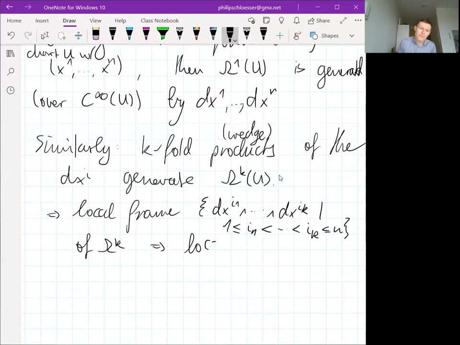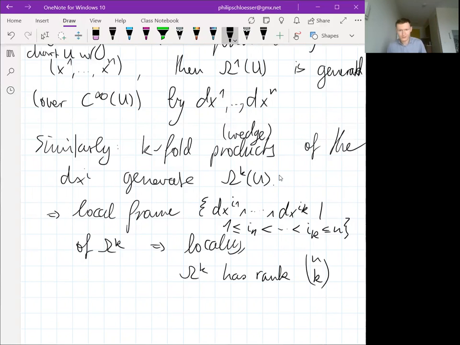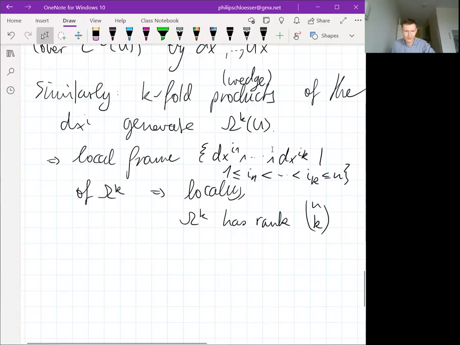So locally, omega k is of dimension, or has rank, n choose k, just because it basically boils down to the number of index choices you can make. And well, to help with writing stuff down, because this is quite a tedious expression, we can introduce a multi-index notation.